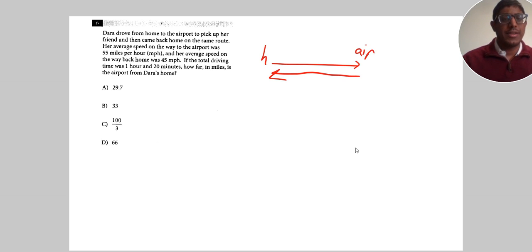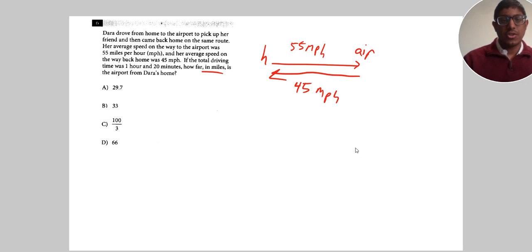So we know that on the way there it's 55 miles per hour. Maybe helpful to diagram this out. And on the way back it's 45 miles per hour. So the total drive time was an hour and 20 minutes. How far is the distance?